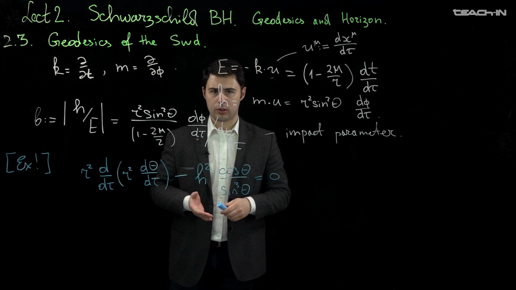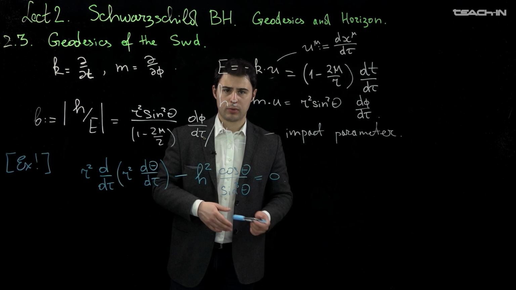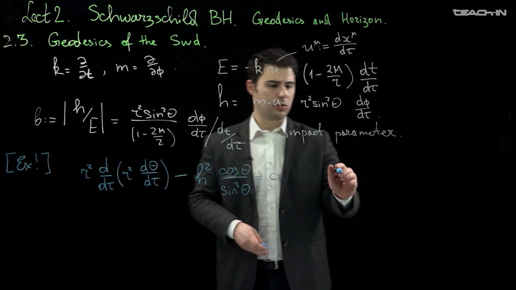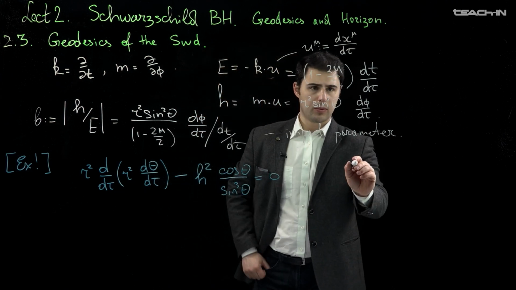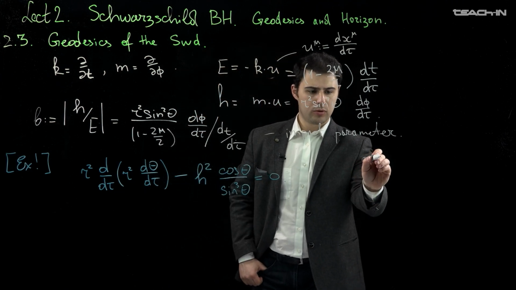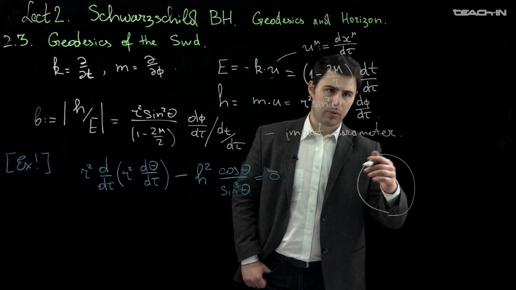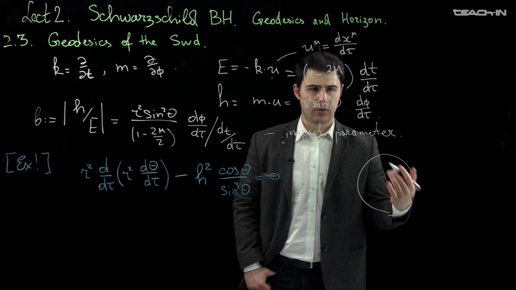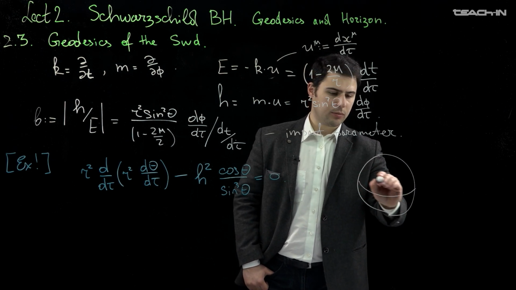define spherical coordinates and polar angle in many ways. It is convenient for us to pick them such that θ equals 0 corresponds to the North Pole, θ equals π to the South Pole, and θ equals π over 2 is the equatorial plane.